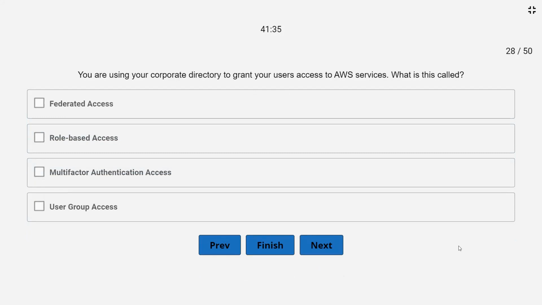You are using your corporate directory to grant your users access to AWS services. What is this called? Nice one. Can it be explained, please? Can we get any explanation on that?